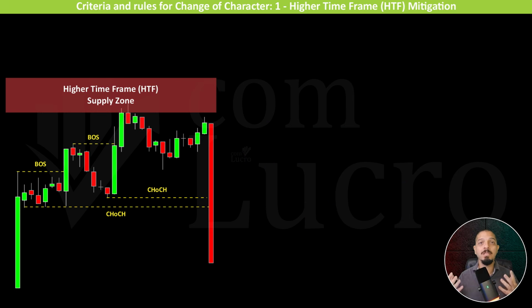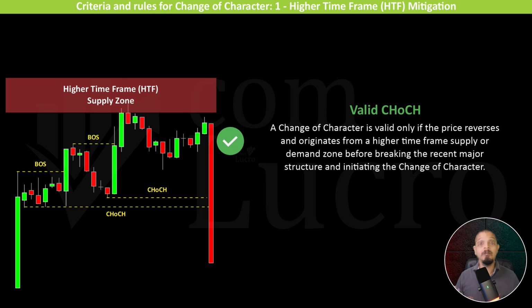Now let's move into the essential criteria and rules we need to consider to identify valid and high-quality change of character patterns in the market and understand how we can use them to our advantage. The first criterion to identify a valid change of character is higher time frame mitigation. A change of character is valid only if the price reverses and originates from a higher time frame supply or demand zone before breaking the recent major structure and initiating the change of character.